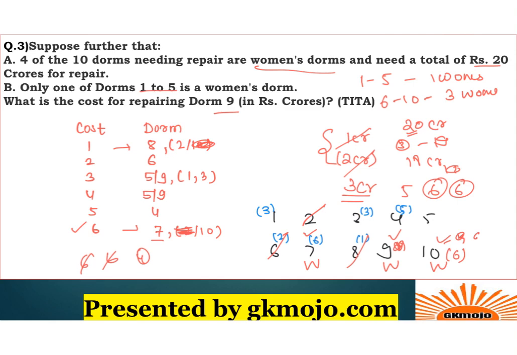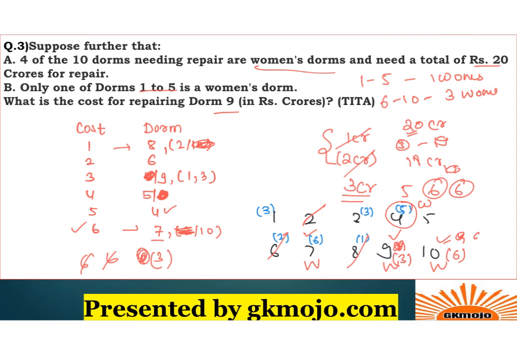So 9 has to be 3, correct? So 9 comes over here and 4 crore is allotted to 5, right? So 9 is 3, correct? So now 3 crores have come, 6 crore, 6 crore, 12, and now 3 is 15 crores. You are left with 5 crores. Who has 5 crores? Block number 4, right? So this block number 4 is also a women's block, right? I hope you have understood this.